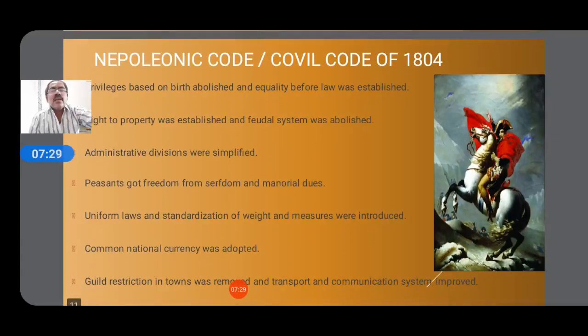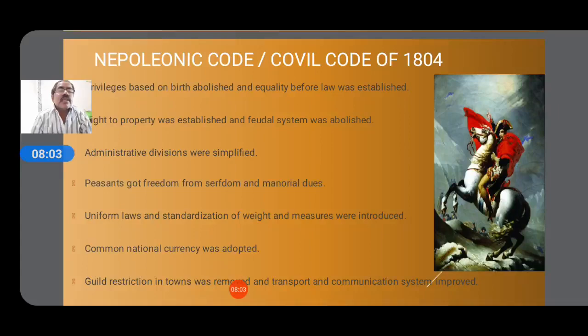The next one, Napoleonic Code. This Napoleonic Code was introduced in the year 1804. Privileges based on birth were abolished and equality before law was established. Right to property was established and the feudal system was abolished. Administrative divisions were simplified. Peasants got freedom from serfdom and manorial dues.